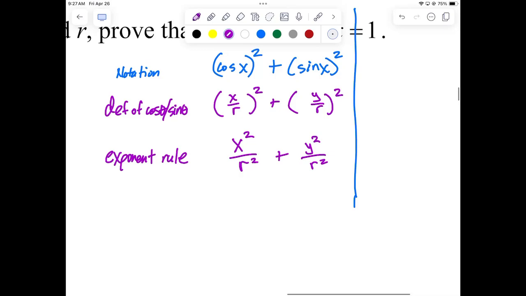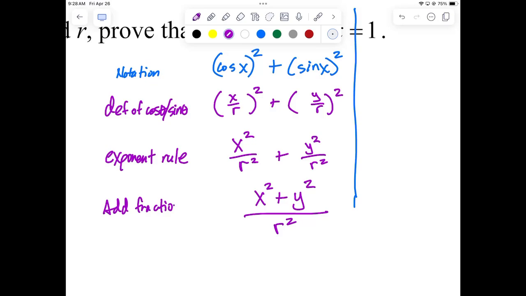All right, now I have 2 terms. I'm trying to show that it equals 1. What do I need in order to combine fractions? A common denominator. Do I already have a common denominator? I do, so I could add the numerators together. X squared plus y squared all over the denominator. This is just add fractions. That's the reason. And now I get x squared plus y squared over r squared.